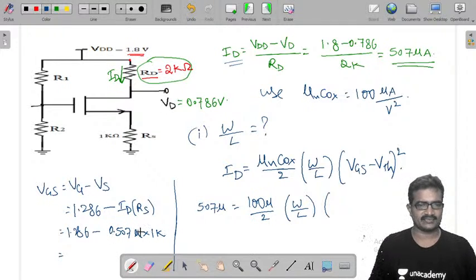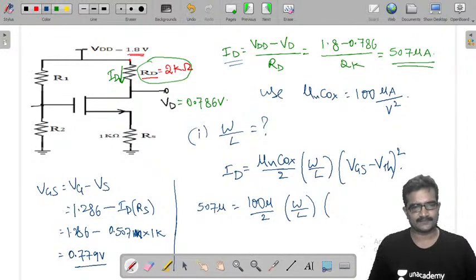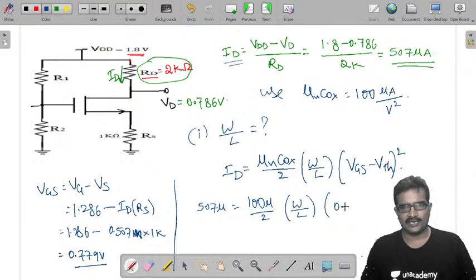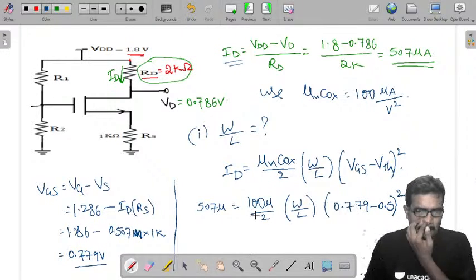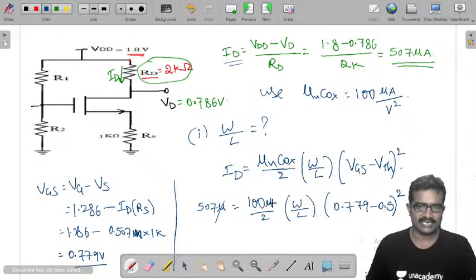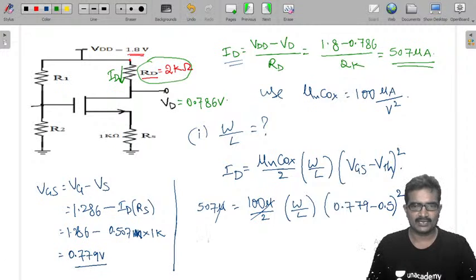Now 1.286 minus ID, which is 0.507 milli, into RS 1 kilo ohm they gave. So the milli and kilo cancel. We get 0.779 volts. Use that: 0.779 minus 0.5 whole square. Okay, now micro gets cancelled. Now I'm simplifying.